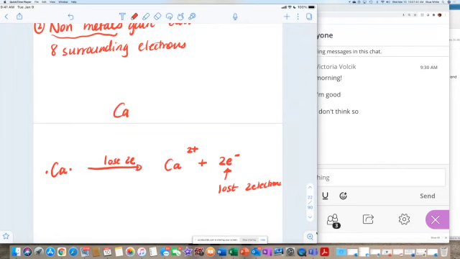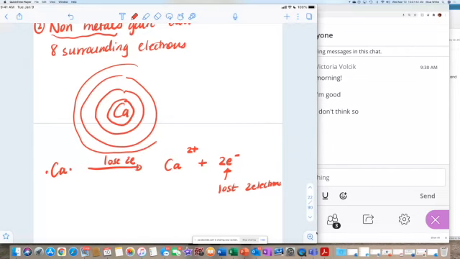Calcium, as you see, is at energy level 4. Imagine the simple calcium where the nucleus is. This is the first energy level, second, third, fourth, right? This is n is 1, n is 2, n is 3, n is 4. So, as usual, calcium has how many electrons total? 20. Look at the periodic table.